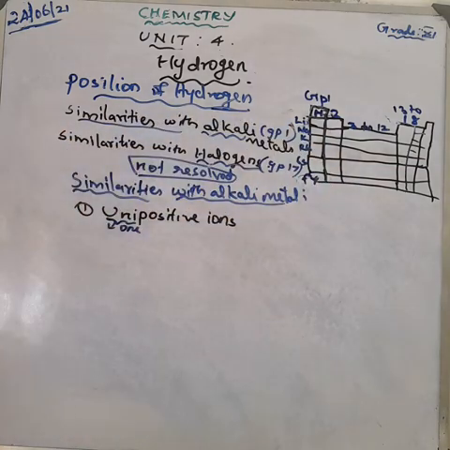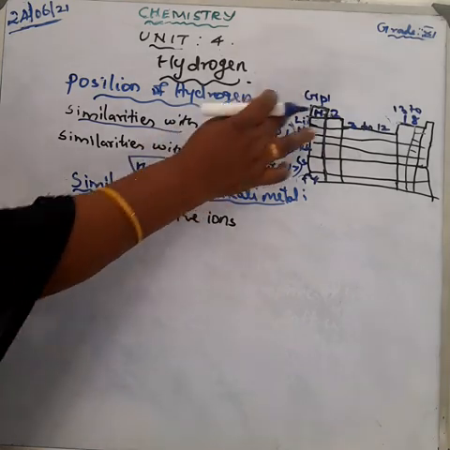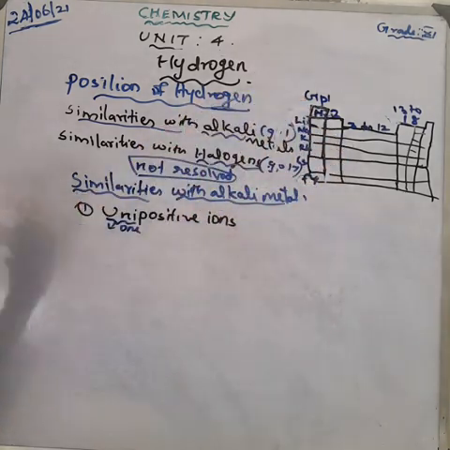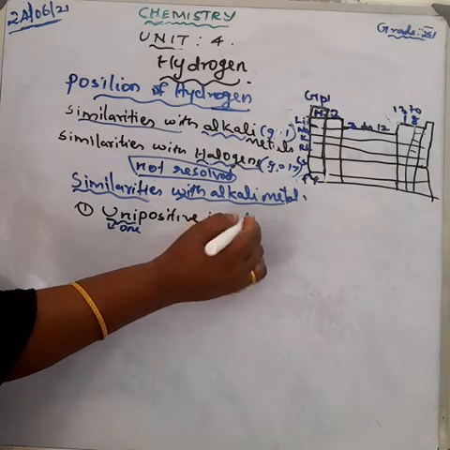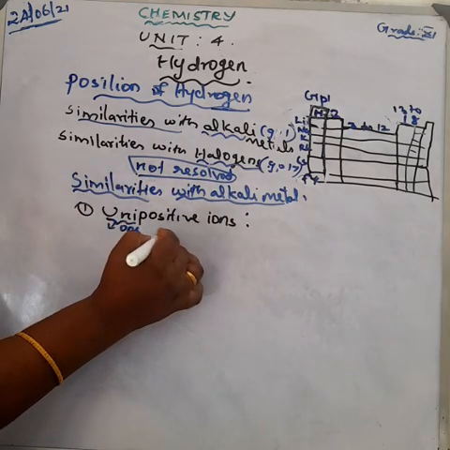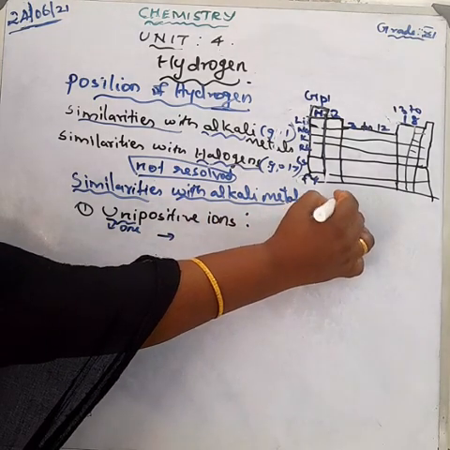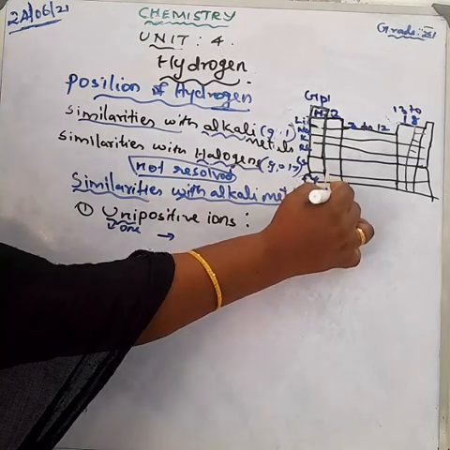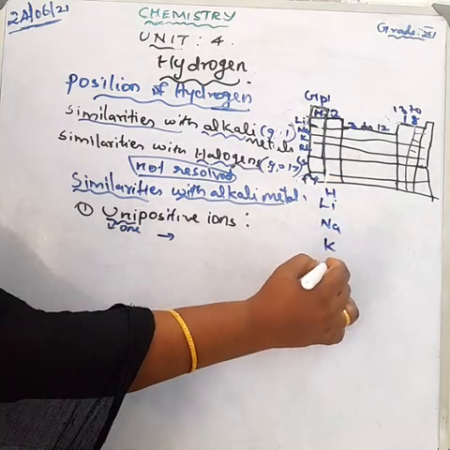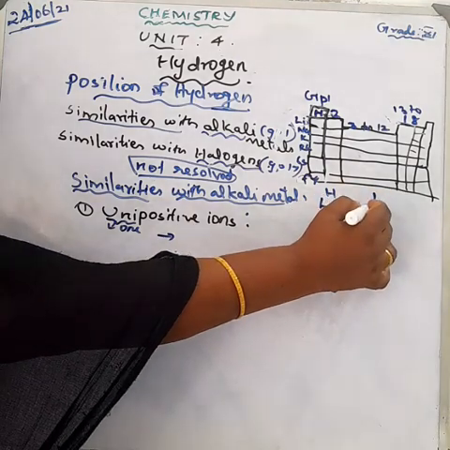So the properties of hydrogen are similar to the alkali metals. The first character is the unipositive character. Hydrogen forms a unipositive ion like the alkali metals, because we know that the alkali metals lithium, sodium, potassium, rubidium, cesium, and hydrogen all have one valence electron.